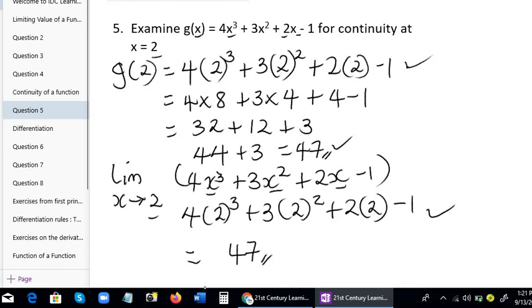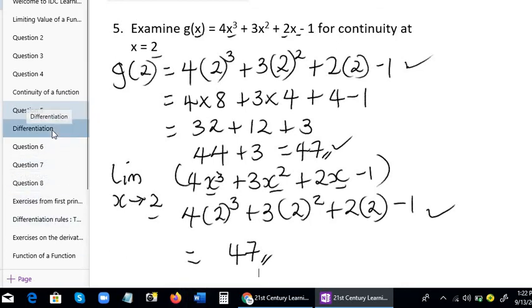So you can see that the function is defined and is equal to the limit. Now I can say that this function is continuous. All right, so that's how to solve for continuity of a function, and that's my answer.